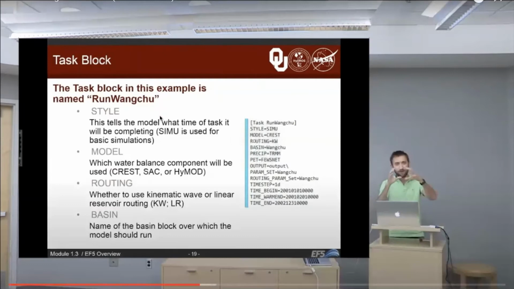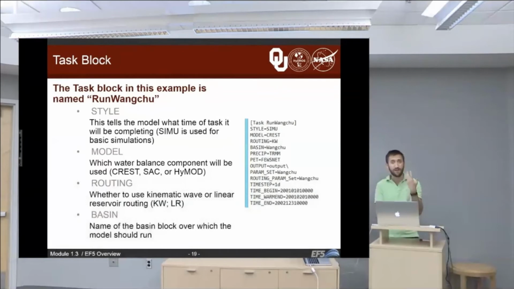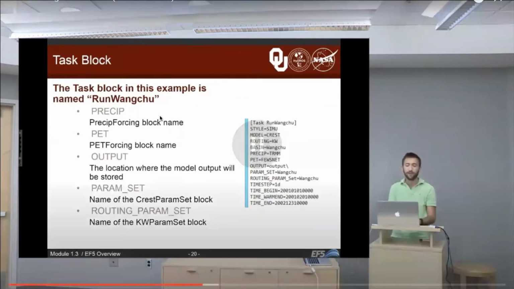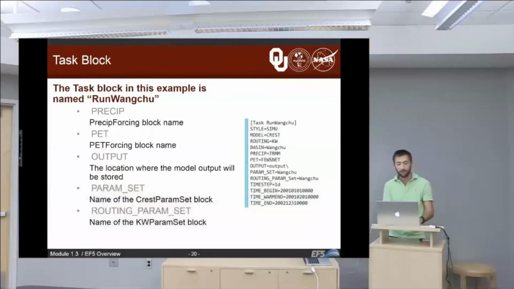And task block is sort of at the end, and it's the one that ties everything together, takes care of everything right before the model's about to run. And precip and PET, those are just the block names from up above, higher in the control files. So remember trim and FuseNet, we already used those. Output is just a folder where we're going to store the output from the model.